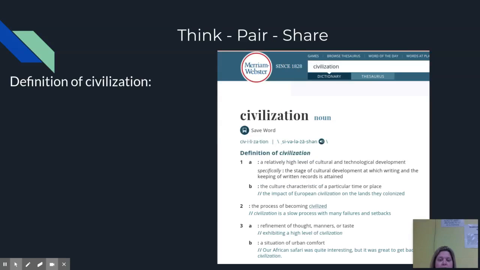Now, the next thing we're going to look at is, what exactly is a civilization based on, and what's the definition? Well, Merriam-Webster defines civilization as a noun, and if you look right here, these are the syllables, civilization, and this is how it's pronounced. That's the phonemic pronunciation. Now, here's the definition. There are 5 official definitions. You have 1A, a relatively high level of cultural and technological development, specifically the stage of cultural development in which writing and the keeping of written records are present. You have B, the culture characteristics of a particular time and place. Number 2 is the process of becoming civilized.